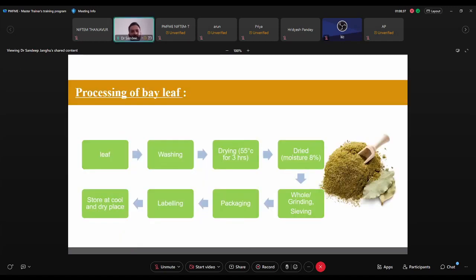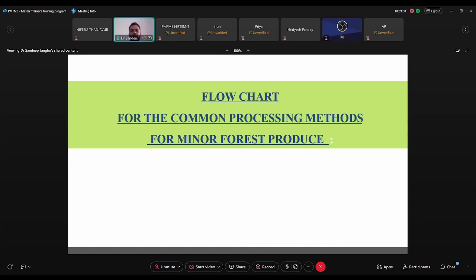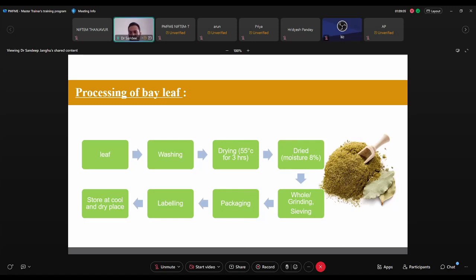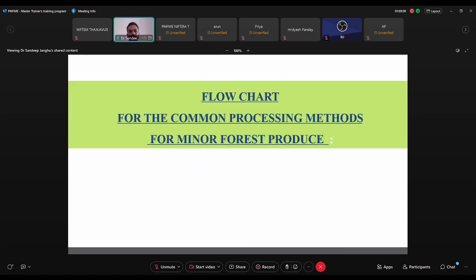Bay leaves can be dehydrated at 50 degrees centigrade for 3 hours to achieve 8% moisture content, and after washing, cleaning, and dehydration they can be packed and sold as such. They can also be powdered and mixed with other spices to make spice mix for various gravies.